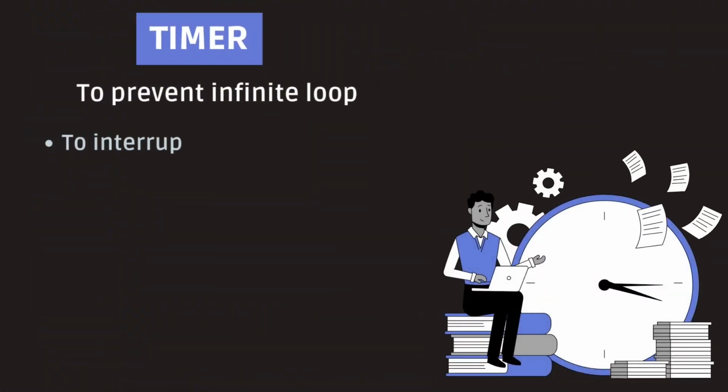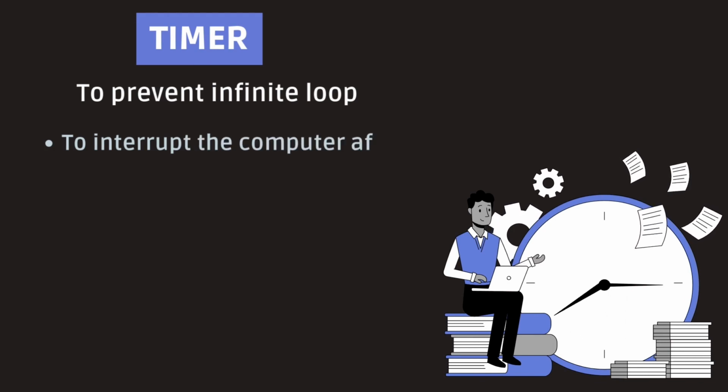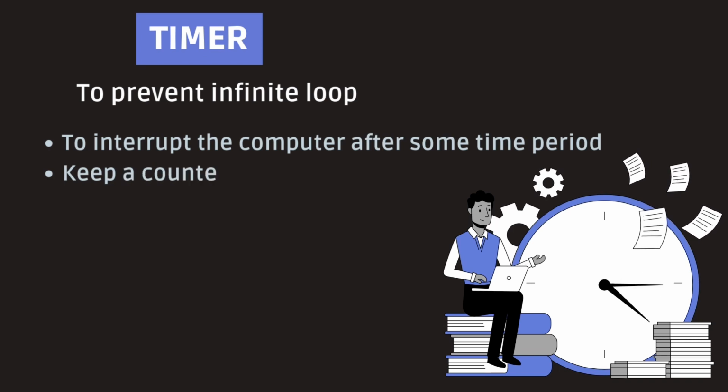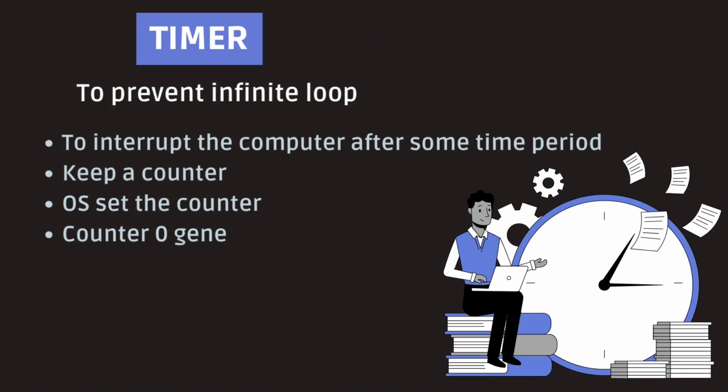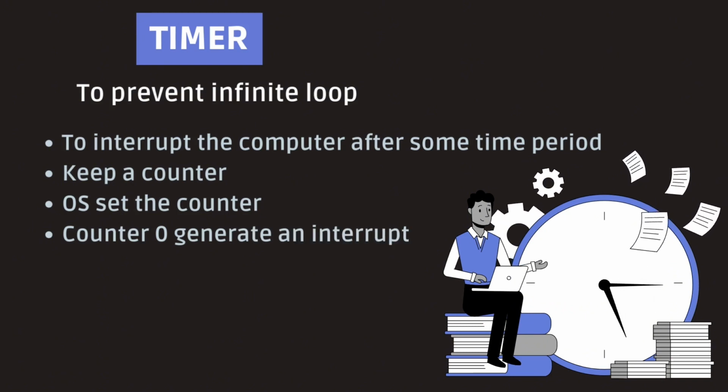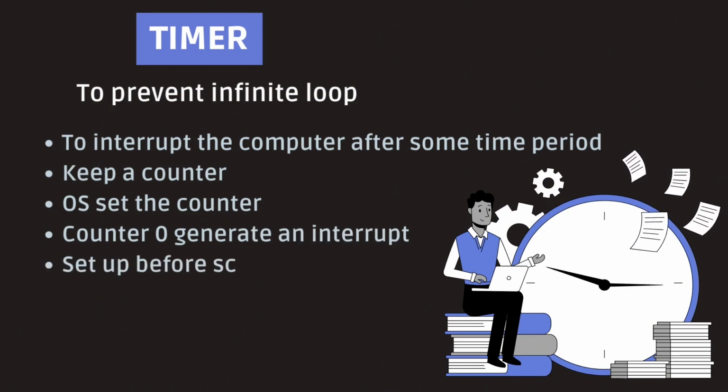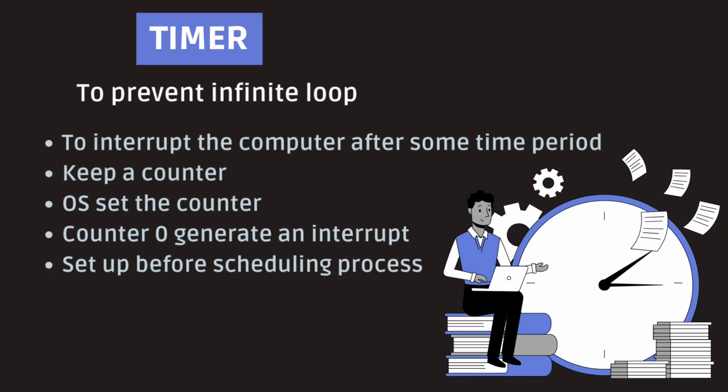The timer is used to prevent infinite loops or processes hogging resources. The timer is set to interrupt the computer after some time period, and keeps a counter that is decremented by the physical clock. The operating system sets the counter, and when the counter reaches 0, it generates an interrupt. This is set up before scheduling a process, to regain control or terminate a program that exceeds its allotted time.